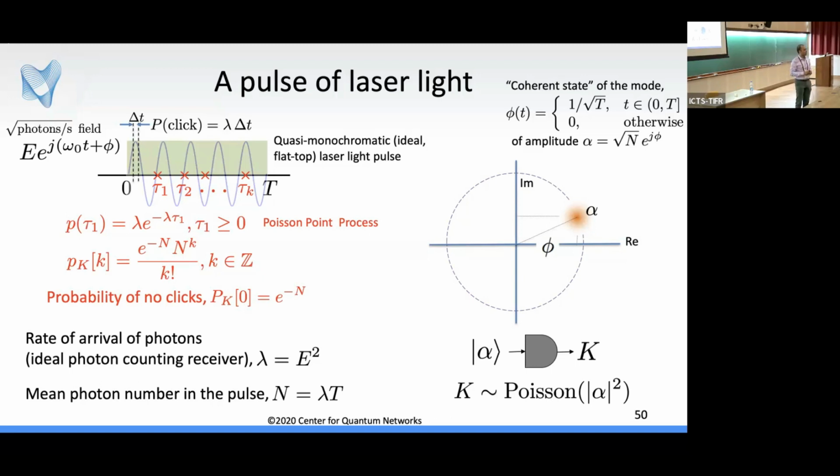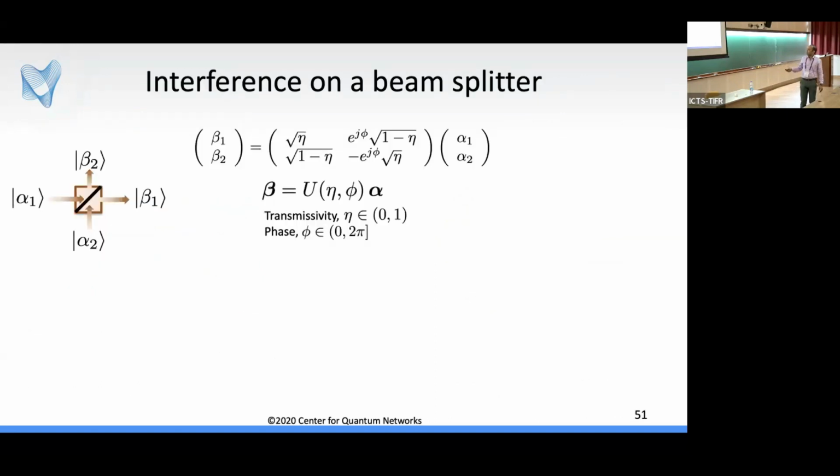We talked about this yesterday. I just wanted to have it still because I'm going to use this. Second thing I talked about was interference. Again, just a reminder, the beam splitter.